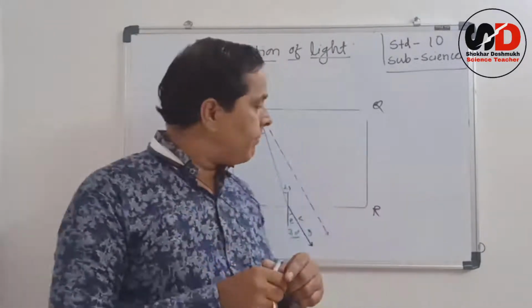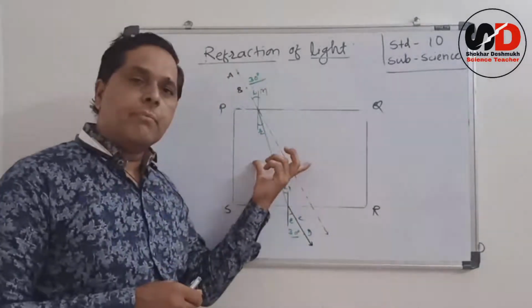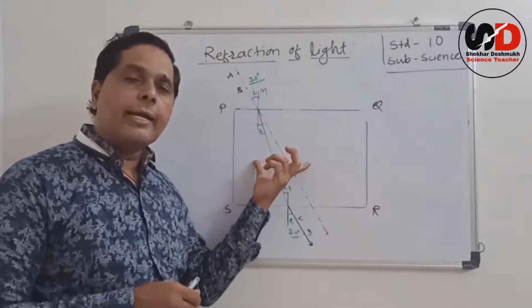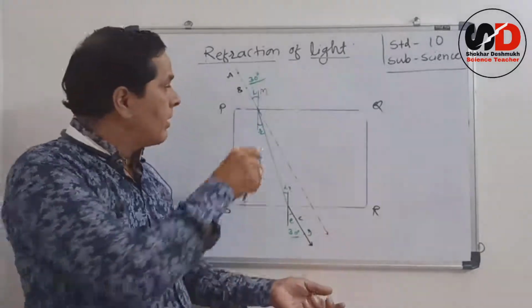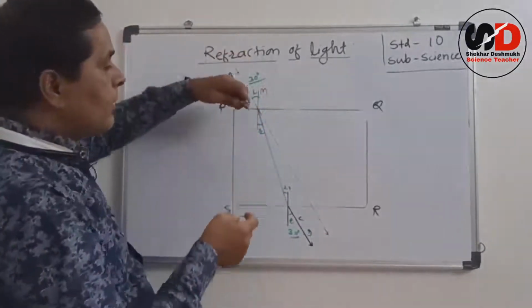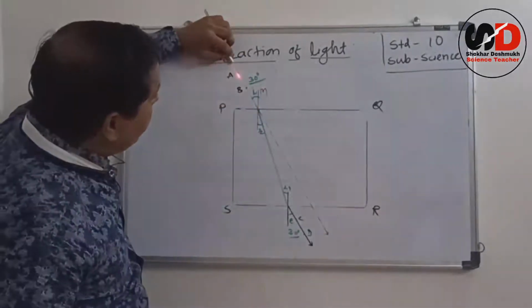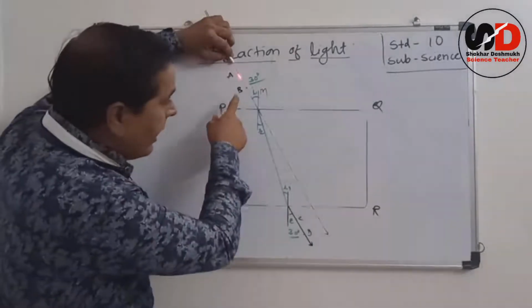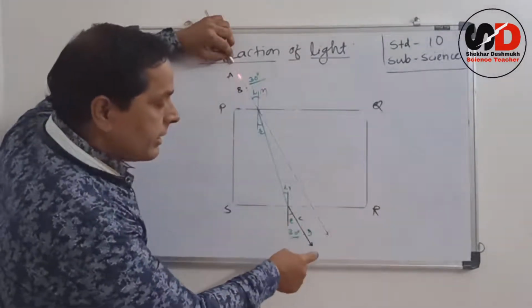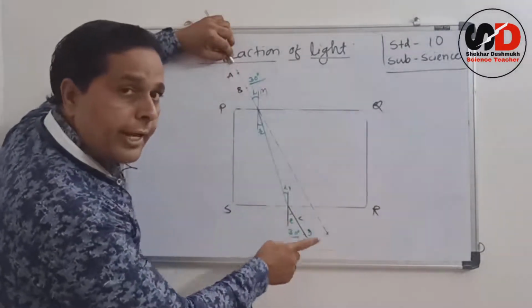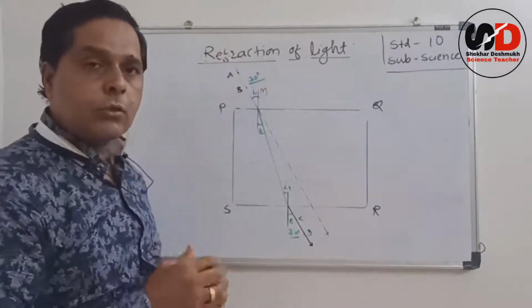And if I keep this glass slab inside the box, I can easily see. If I use it in this way, at an angle of 30 degrees, then I can see the emergent ray here. So I can see the path of light also.